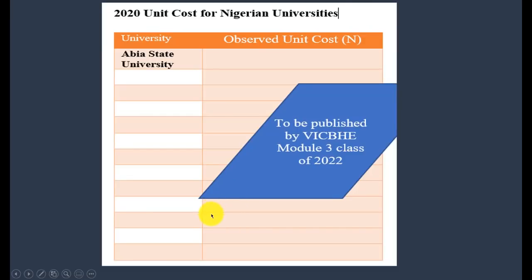So we are going to enjoy ourselves in this course. We're going to develop this. We're going to publish it by Module 3 class of 2022. That's the best class in the world for this kind of training. So we're going to have each university, Abia State University, we're going to get the observed unit costs for all the universities. Let me now show you how I think we can prove.